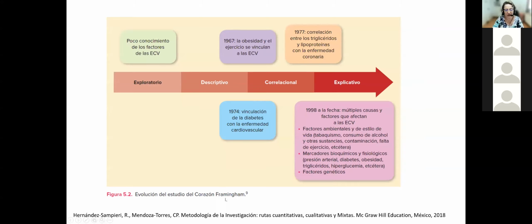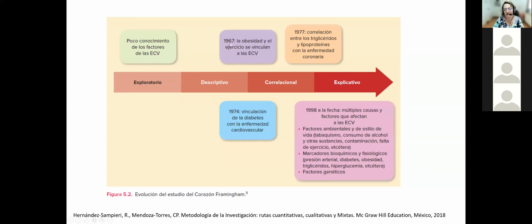So chronic disease knowledge and non-communicable disease stem from the follow-up of this population. Look at how interesting. The beginning was an exploratory approach. Little was known about heart disease at that time. Then they followed with a descriptive study. Then they evolved to a study that would establish correlations. And in 1967, through these correlations, they started to relate obesity and heart disease.